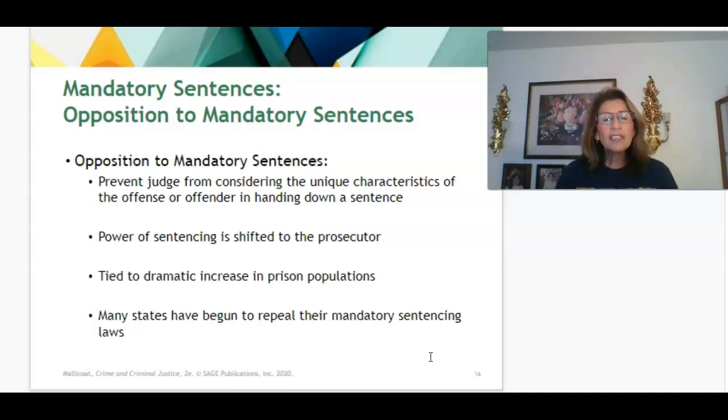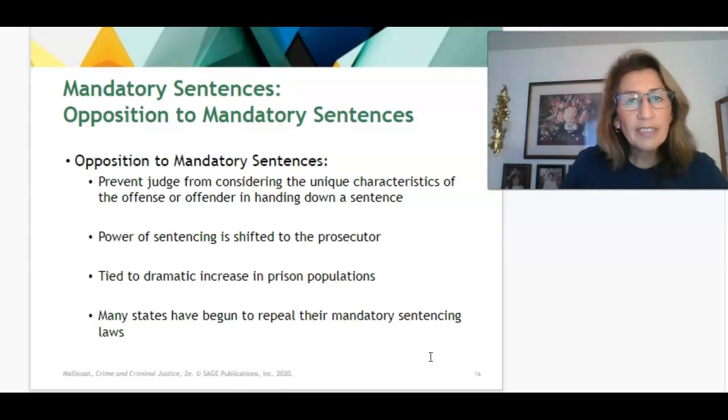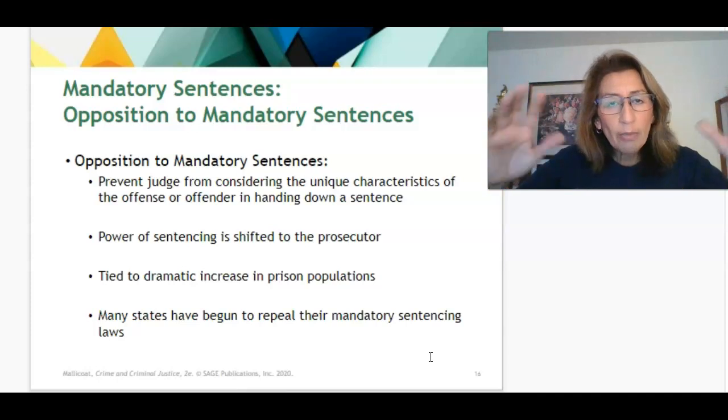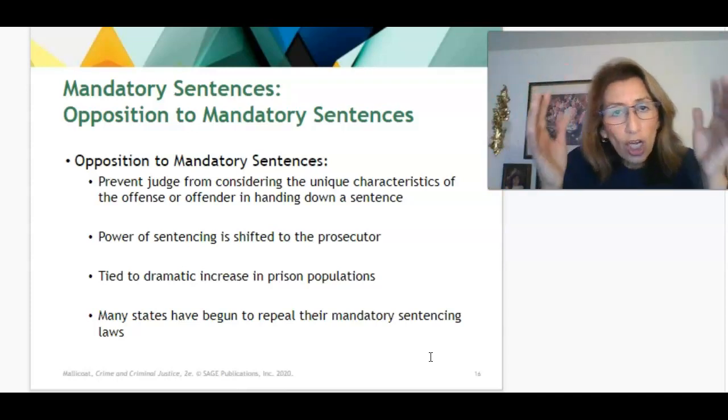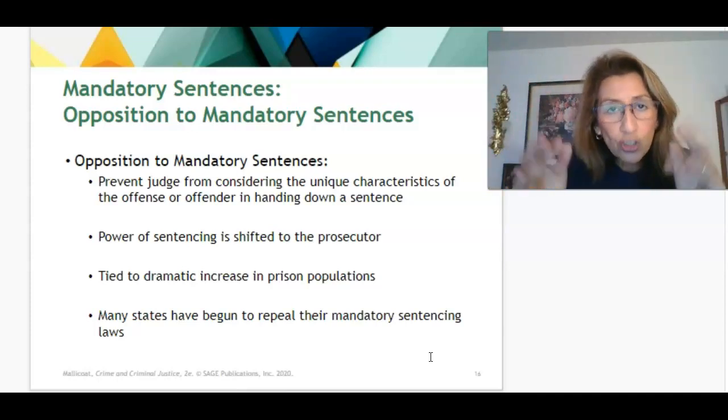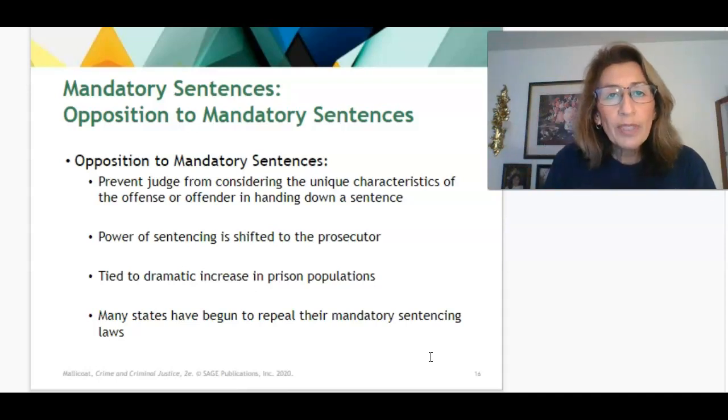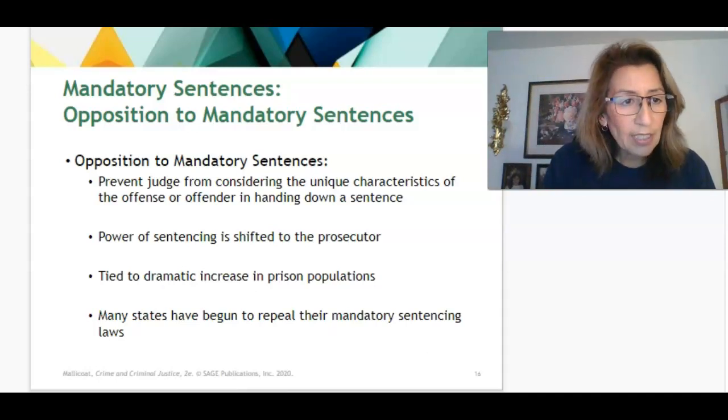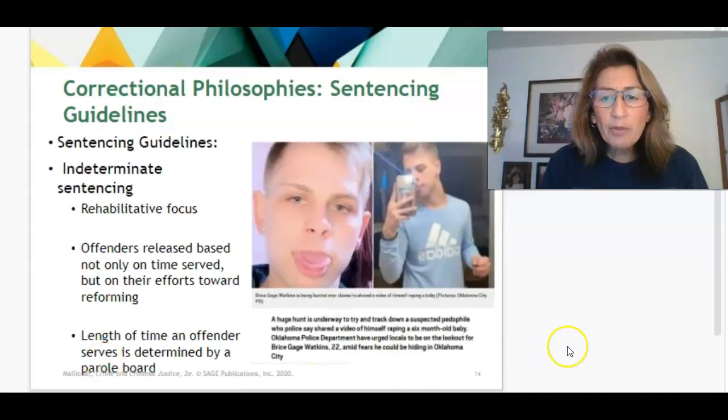The power of the sentencing is shifted to the prosecutor, so the prosecutor of this crime is the one that's going to determine it. It's tied to a dramatic increase in prison population, right? And these are the reasons why you don't do it. And many states have begun to repeal the mandatory sentences. Okay, so again, oh my gosh, kumbaya, something happened to Johnny when he was 2. Because when he was 2, somebody didn't give him his pacifier, so now he's doing these horrible crimes, right?